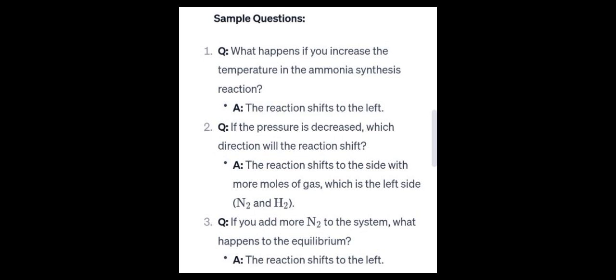For number 1, what happens if you increase the temperature in the ammonia synthesis reaction? Second, if the pressure is decreased, which direction will the reaction shift? Third, if you add more N2 to the system, what happens to the equilibrium? Don't mind the answers yet, because I'll give you an explanation for that.